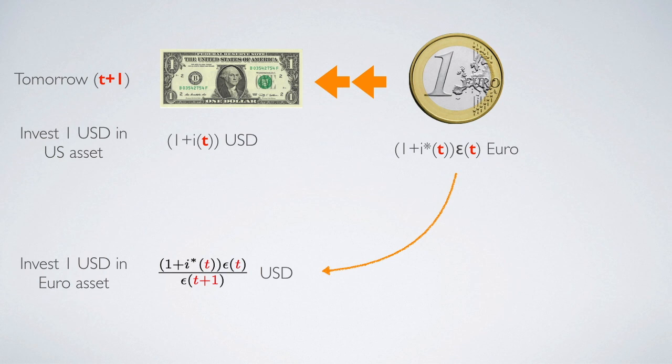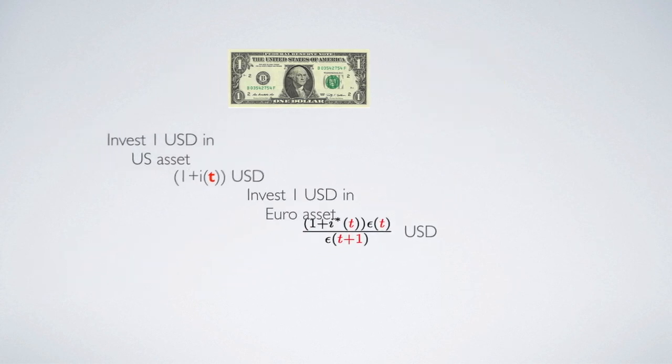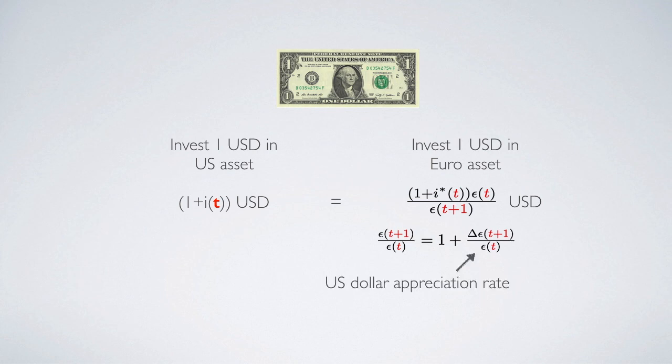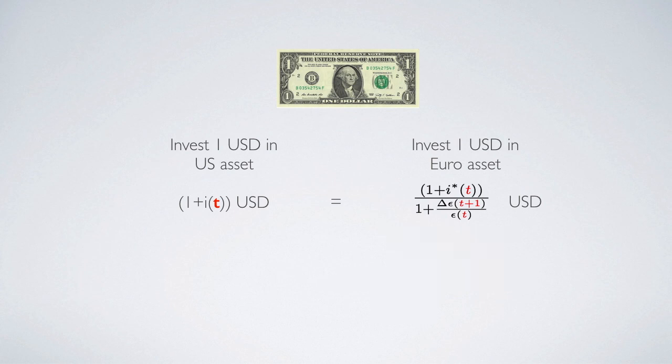Since they use the same $1 for investment and are measured in the same US dollar return, these two options should give you the same return. Otherwise, you will not invest in one of them. So for the no-arbitrage condition, the following equality should hold. If we rearrange the equation, first we know that the ratio of tomorrow's over today's exchange rate is 1 plus the home dollar appreciation rate, which is the US dollar appreciation rate here. We can rewrite the right-hand side like this, and then approximate it to be 1 plus I star minus the home currency appreciation rate, which is the US dollar appreciation rate.